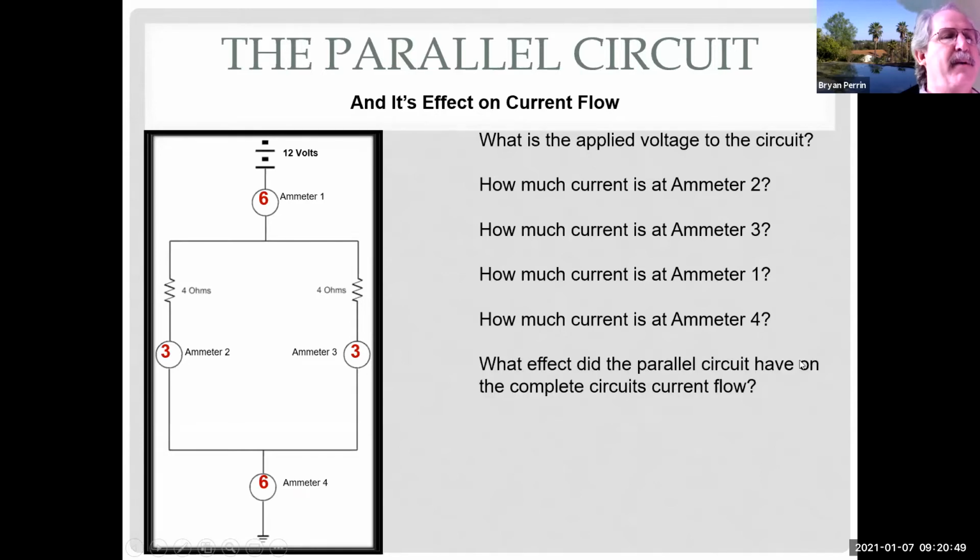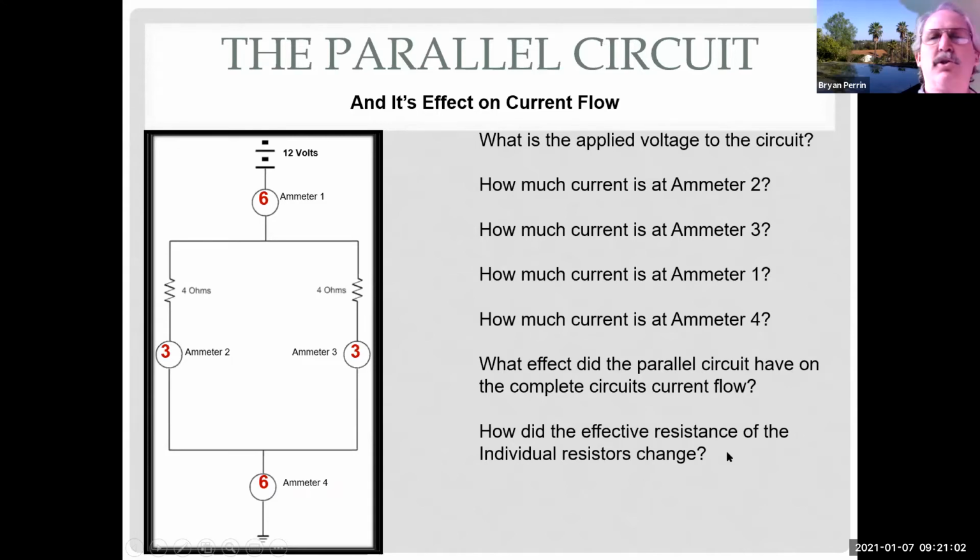What effect did the parallel circuit have on the complete circuit's current flow? Well, it added, didn't it? It increased. How did the effective resistance of the individual resistors change? As far as the circuit's concerned, is it really acting like 4 ohm resistors, or is it acting like 1 2 ohm resistor?